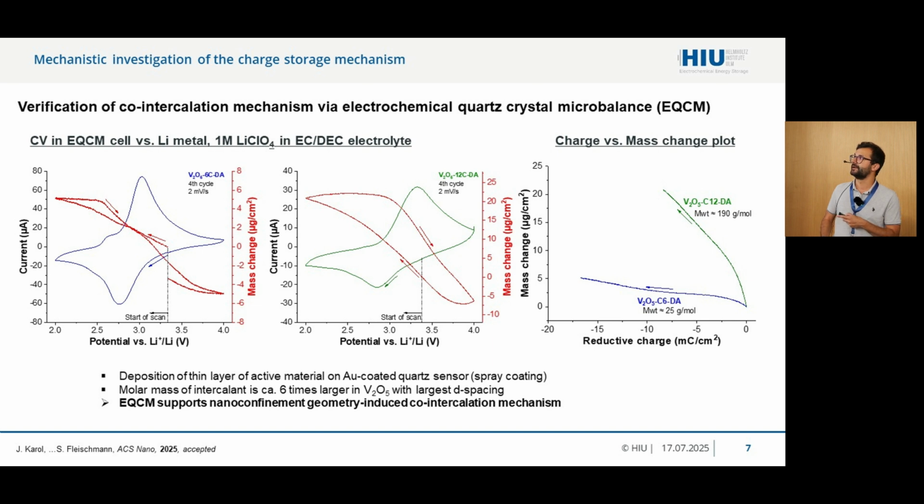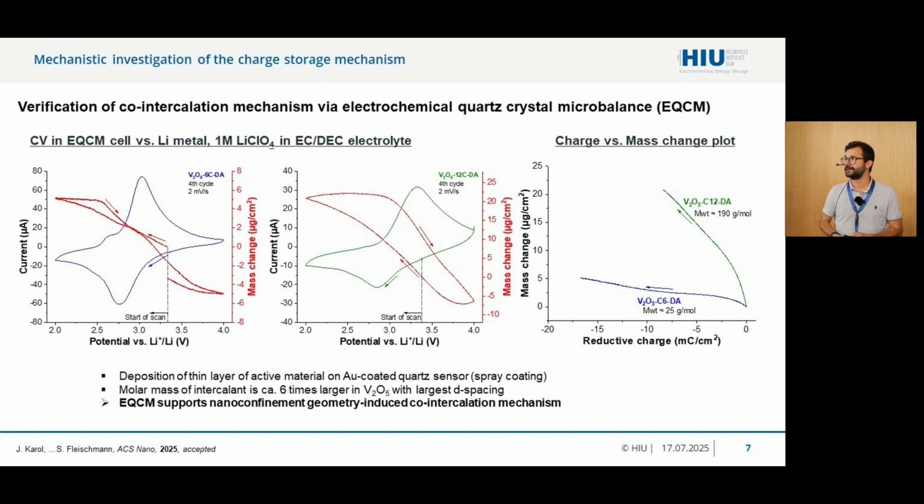And if we now actually integrate these curves and plot the charge versus the mass change, we can, from the slope of these curves, calculate the molecular weight of the intercalating species per electron transfer. And we can see that there's roughly a factor of 8 that the mass per electron transfer is larger in the material that has the most expansion.